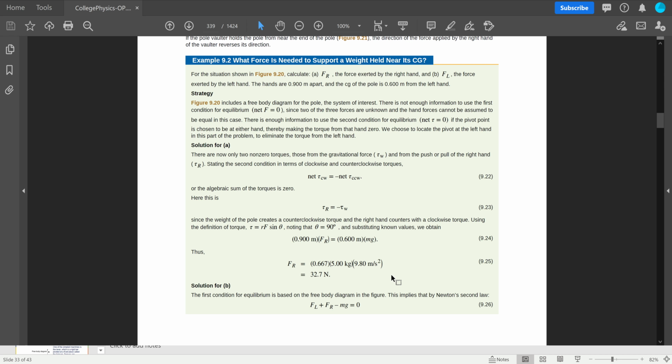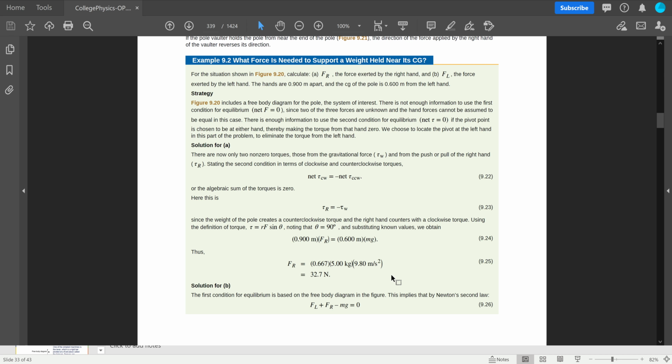There is enough information to use the second condition of equilibrium, which is that net torque is equal to 0, if the pivot point is chosen to be at either hand, thereby making the torque from that hand 0. We choose to locate the pivot at the left hand in this part of the problem to eliminate the torque from the left hand. So we're going to say our torque on the left hand is 0. Here we are stating net torque is equal to 0, so the counterclockwise torque and the clockwise torque equal each other, and one of them is negative.